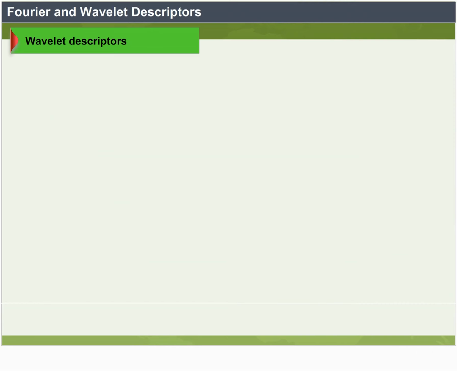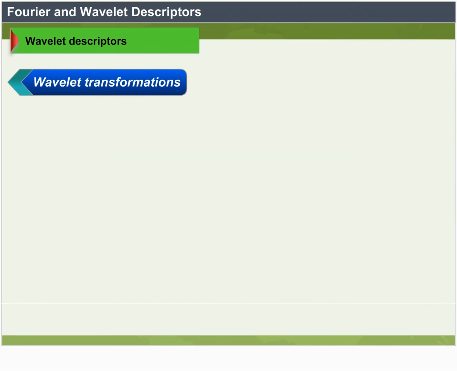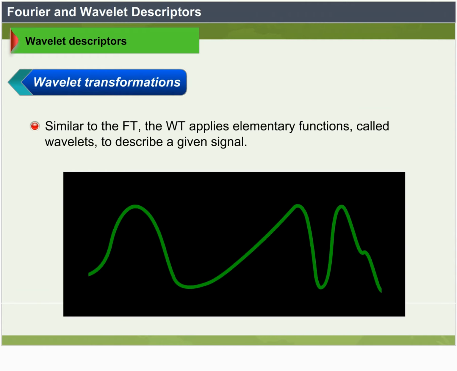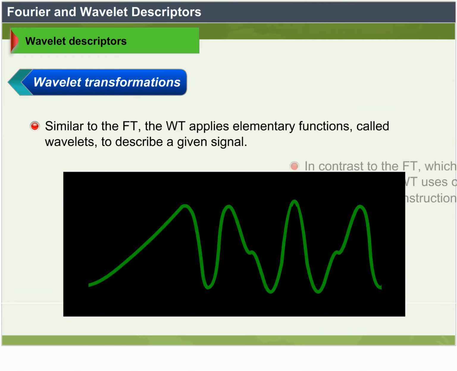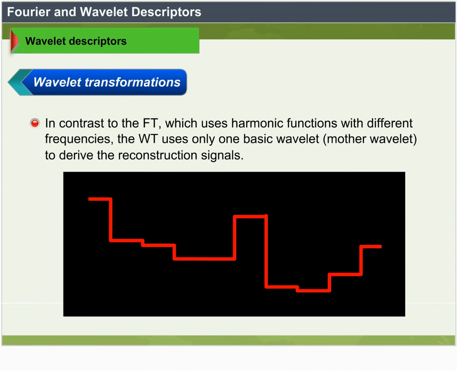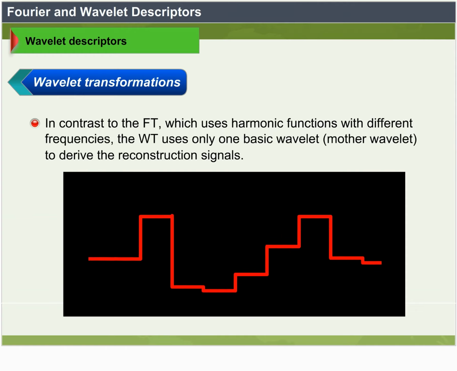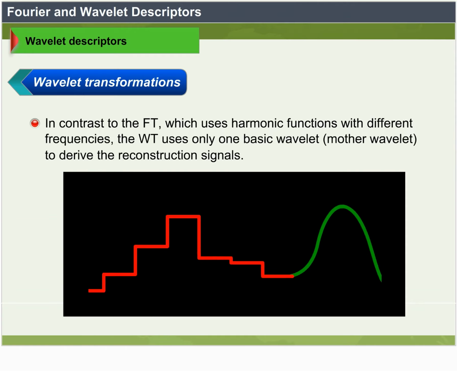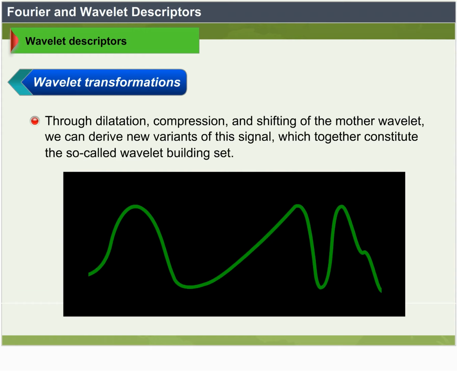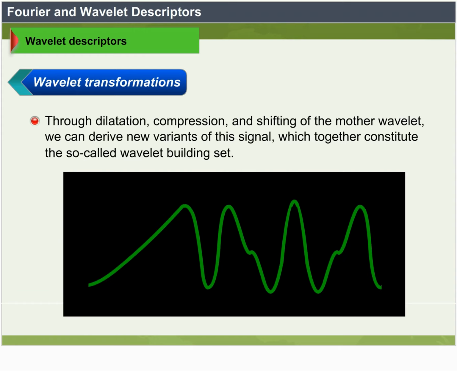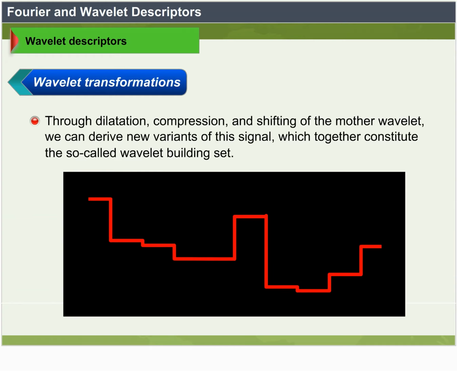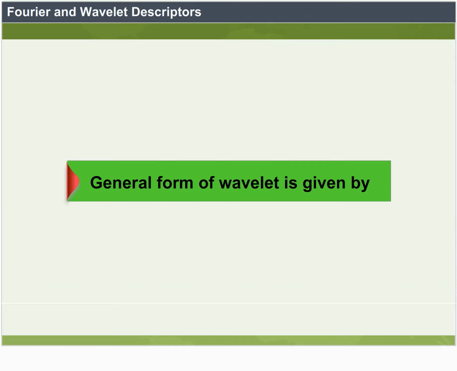Wavelet transformations. Similar to the FT, the WT uses elementary functions called wavelets to describe a given signal. In contrast to the FT, which uses harmonic functions with different frequencies, the WT uses only one basis wavelet, the mother wavelet, to derive the reconstruction signals. Through dilation, compression, and shifting of the mother wavelet, we can derive new variants of this signal, which together constitute the so-called wavelet building set. The general form of wavelet is given by the equation seen on screen.